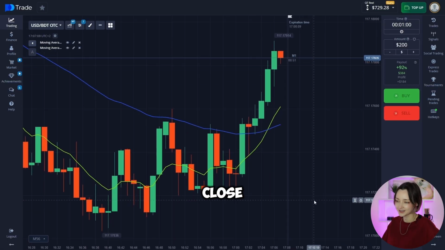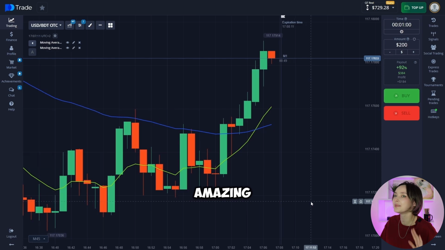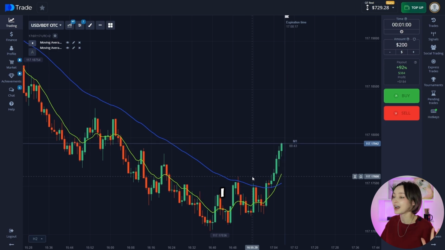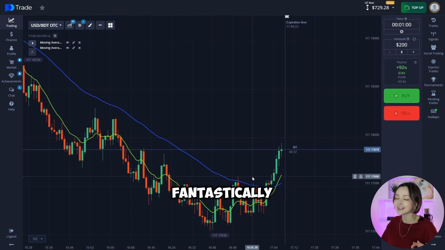So we closed the trade in a profit. What an amazing result, guys. And I guess let's sum things up at this point. As you can see, guys, I was able to increase my account balance by more than 7 times thanks to this strategy. It works fantastically and I'm sure you can achieve the same results.